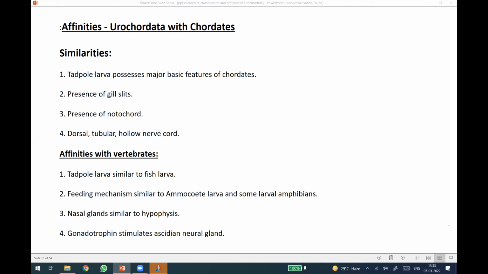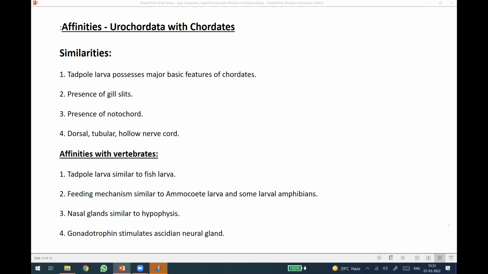One of the views was that, and that view depended upon the observation of these similarities. Tadpole larva possesses major basic features of chordates: presence of gill slits, presence of notochord, and dorsal tubular hollow nerve cord. Among the chordates also, their affinities have been observed with vertebrates.